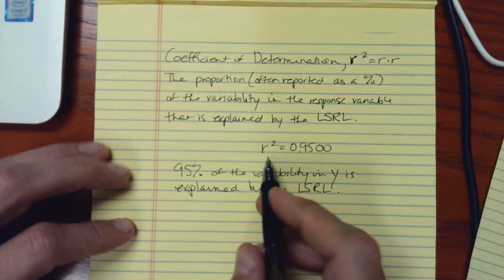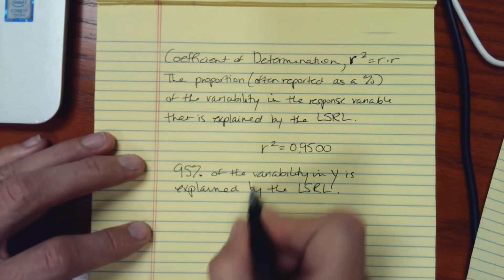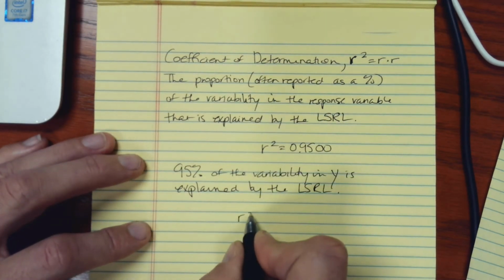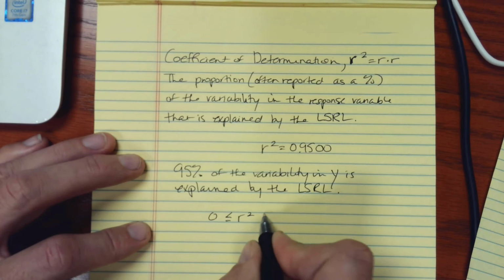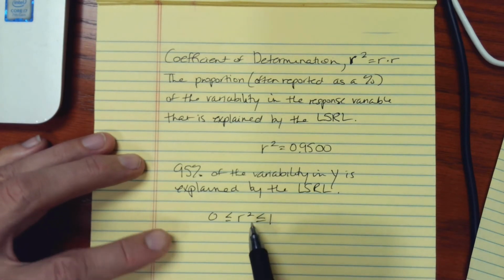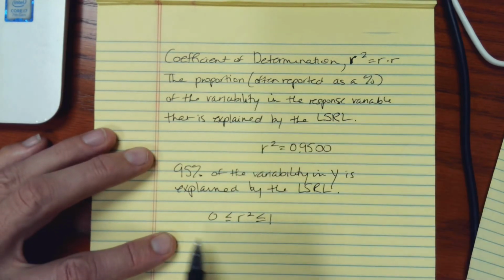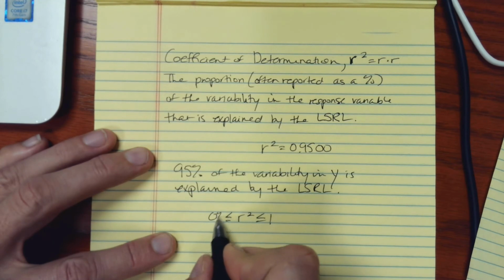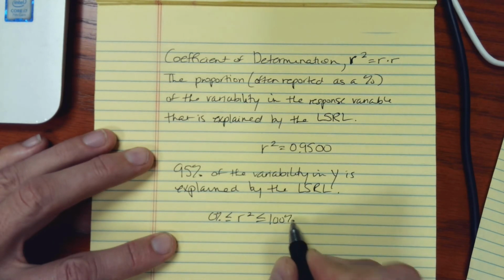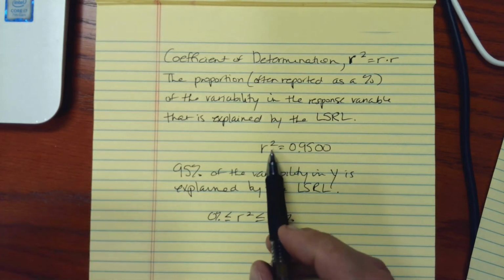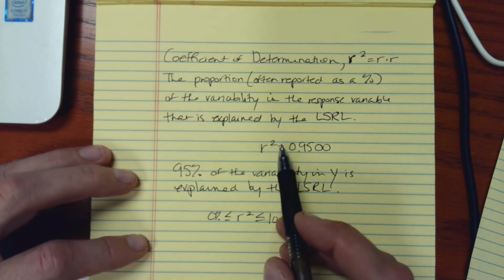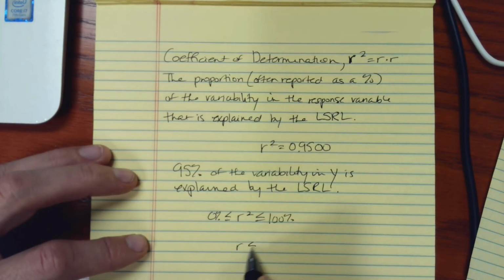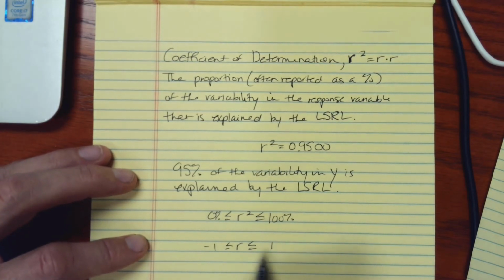Some things to know about r squared, rather. R squared is always going to be between 0 and 1. And because we often report this as a percentage, you might say it's between 0% and 100%. Because this is a square, there would be no negative values. So even though r could be between -1 and 1, when you square those values, you would only get results between 0 and 100%.